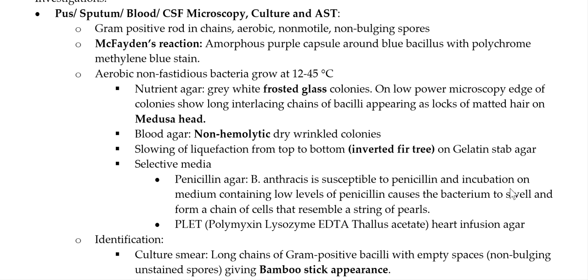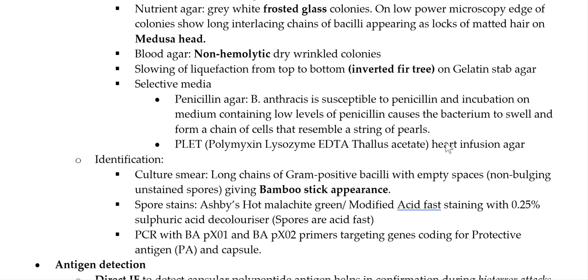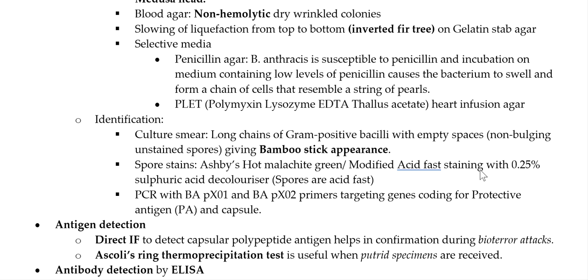So this is about its laboratory diagnosis. Microbiologists are more interested in this portion. Identification: if we make a smear out of this culture, then obviously we will see these long chains of gram positive bacilli with empty spaces in them. These empty spaces are basically the unstained spores, and spores are usually non-bulging in the case of Bacillus. There is another spore bearing bacteria known as Clostridium, and Clostridium has bulging spores, which differentiates it.